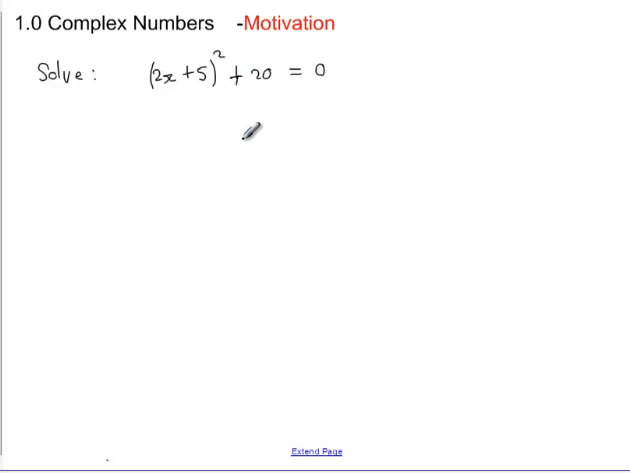Now we'll solve that equation. Our attempt to solve it will be, first, we can rewrite this as (2x + 5) squared, and adding on both sides minus 20, we'll get 0 here, then that's equal to minus 20. I got here by adding minus 20 on both sides. I didn't change the sign of anything.